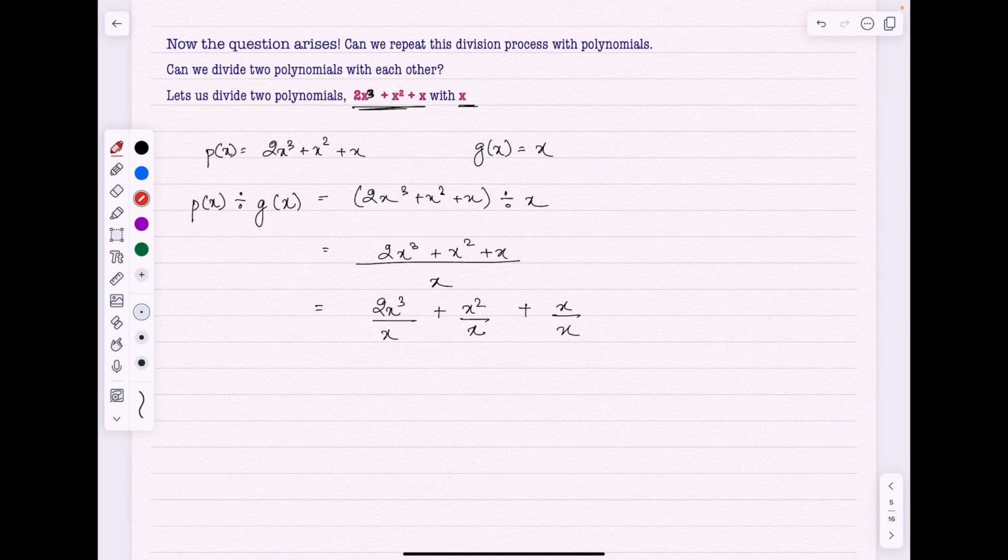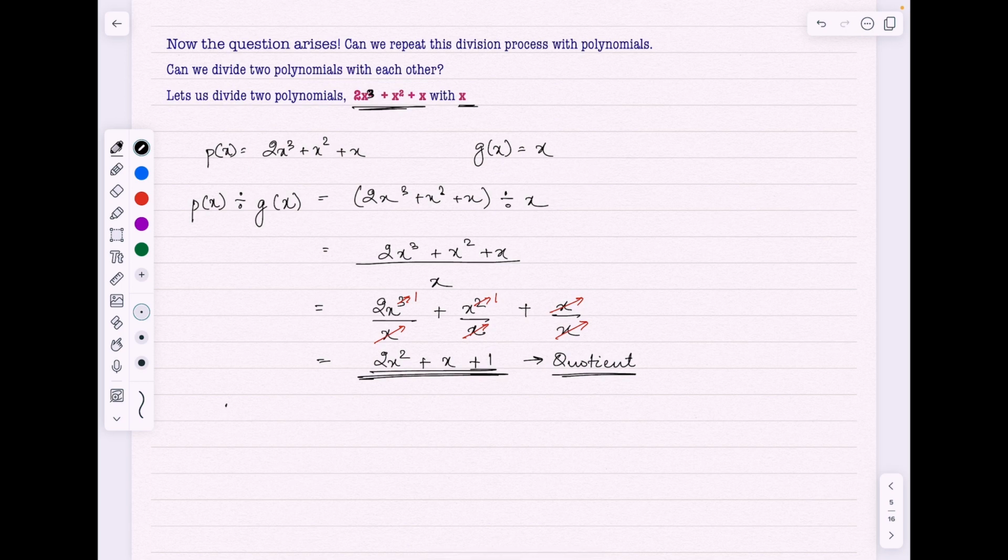Now you cancel these x. One power will be gone. At the denominator x is gone, at the numerator one power is gone. Understood? So from the cancellation, what are we getting? We are getting 2x square plus x plus 1. So after division we are getting this as the quotient, because here the remainder is 0. Why is the remainder 0?